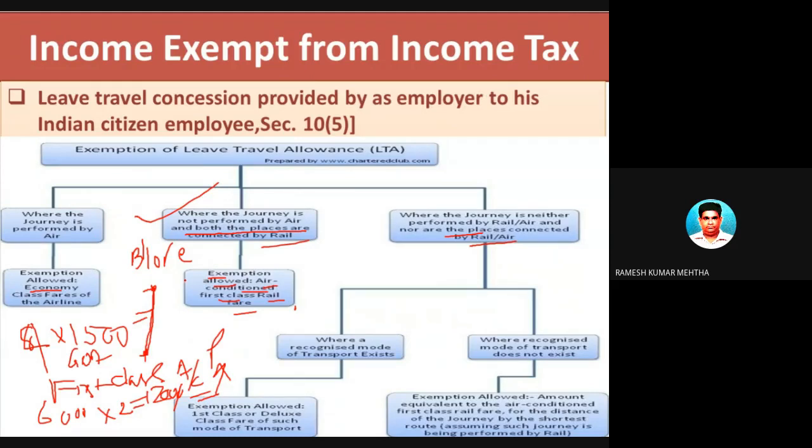So I have given a little understanding about leave travel concession, which is fully exempted as per the provisions of Income Tax Act up to a certain level, and over and above, it is fully taxable.